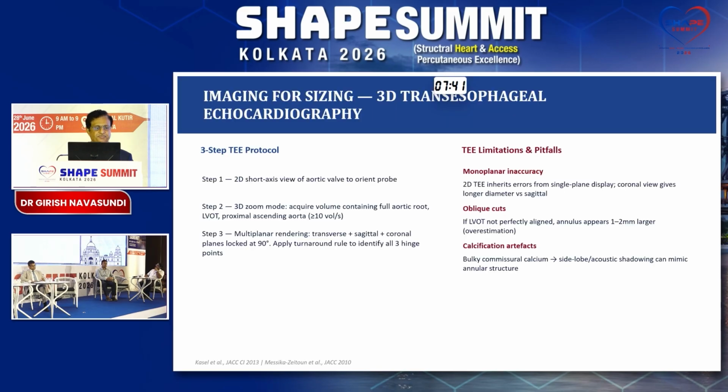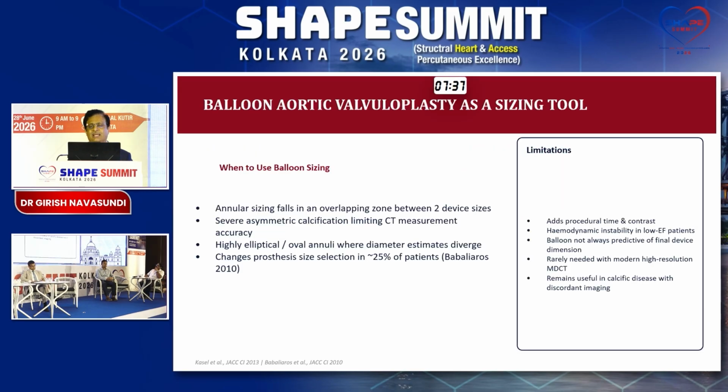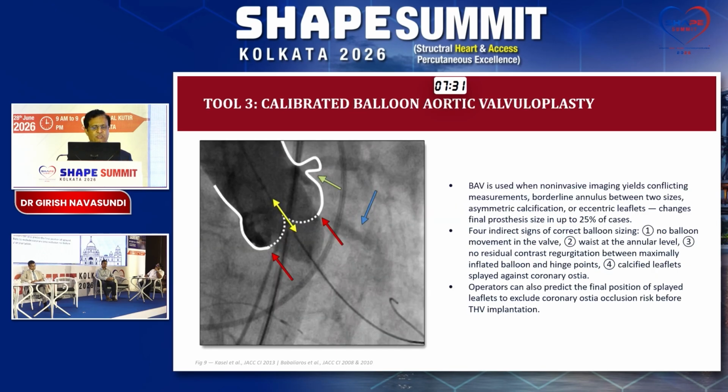Anatomy first. We used to do an echo before, and balloon sizing in the beginning. If you have a challenge with imaging, balloon sizing can be done. You need to choose between the hinge points, pace it well, and dilate the balloon of appropriate size if you're not using MDCT.